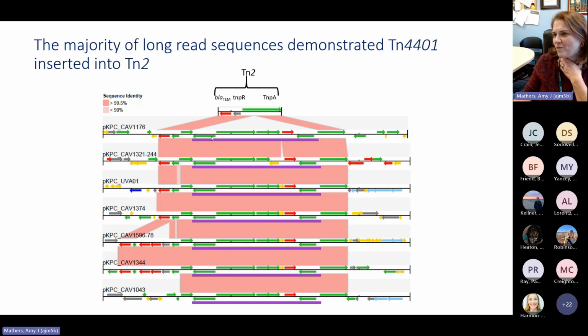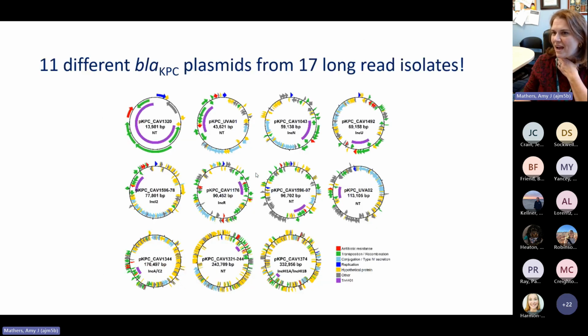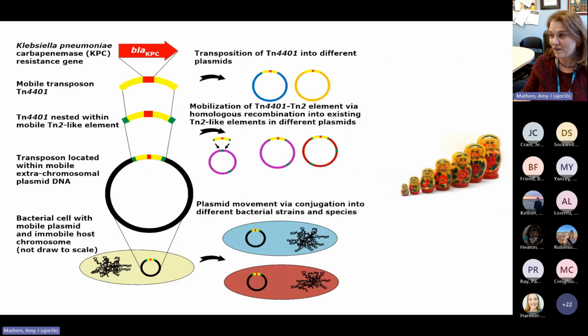And so what we found was that, again, this is pretty confusing, but KPC, this red gene, was sandwiched in purple in another mobile genetic element, and this purple bar in and of itself can move on its own. And so when we really did all the long-read sequencing, we found that we had 11 unique KPC plasmids from 17 isolates in this really hot mess of an outbreak. And so very, very confusing.